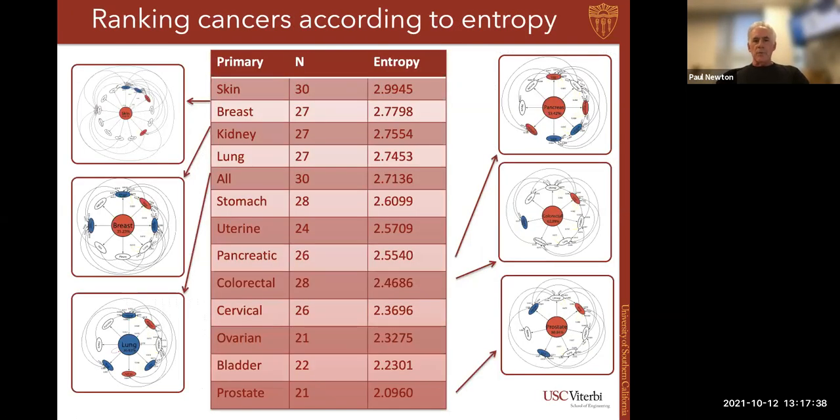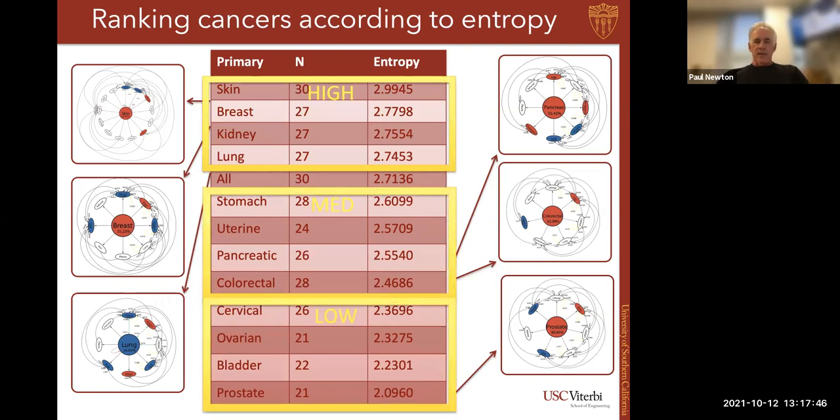So what we did was we took 12 different cancers and we ranked them in terms of their entropy. And so we've got high entropy cancers, which are skin, breast, kidney, and lung. And those are all above average. The all cancer is right here. We've got medium entropy cancers, which are a little bit more predictable than the high entropy ones. And those would be stomach, uterine, pancreatic, and colorectal cancers. And then we have low entropy cancers, which are the most predictable. And that would be cervical, ovarian, bladder, and prostate cancers.